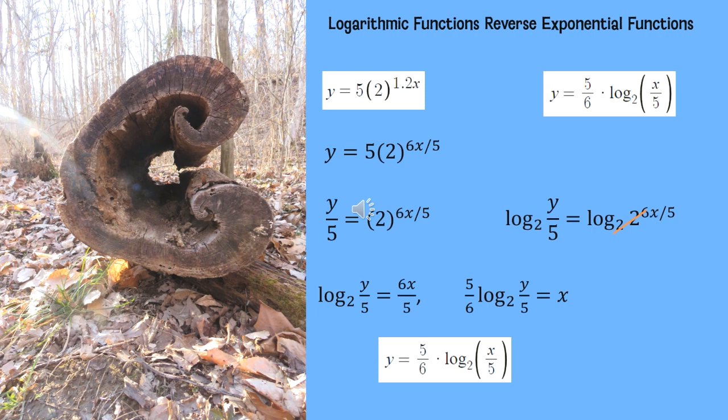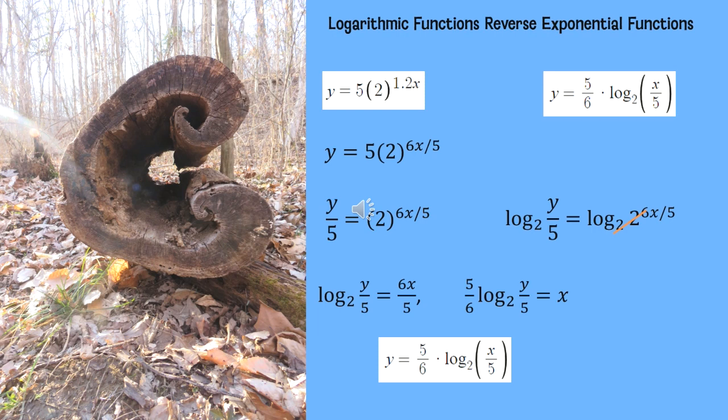So if we did that here, notice first of all that 1.2 is the same as 6/5. So 6 divided by 5 is 1.2. So I'm going to rewrite the 1.2 as 6/5. So my exponential function is 5 times 2 raised to the 6/5 times x. I am trying to solve for x. So first, work from the outsides. The most outside thing is that multiplication by 5. So divide both sides by 5, and you get y over 5 equals 2 to the 6/5 x.